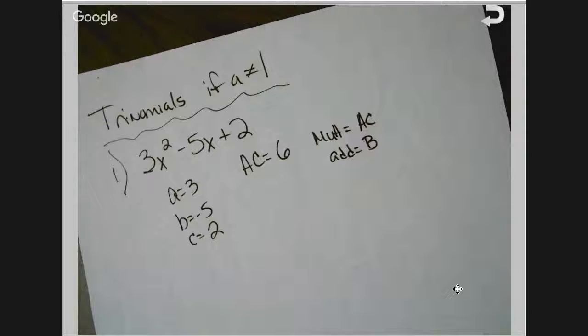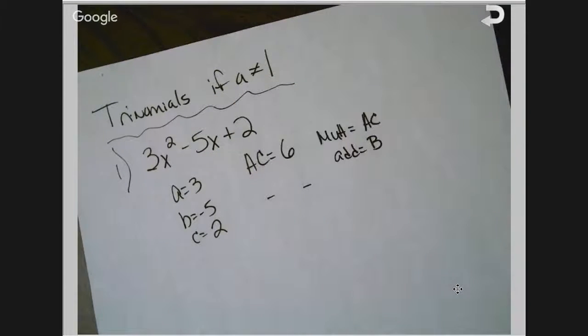We've already talked about when it multiplies to get a positive, they both have to be the same sign. If it adds to a negative, those signs have to be negative. If they were both positive, it would add to a positive. So two negative numbers that multiply to get 6, but add to get negative 5, what are they?